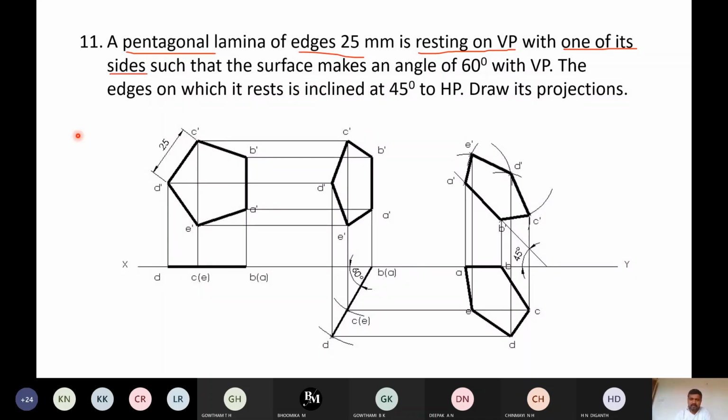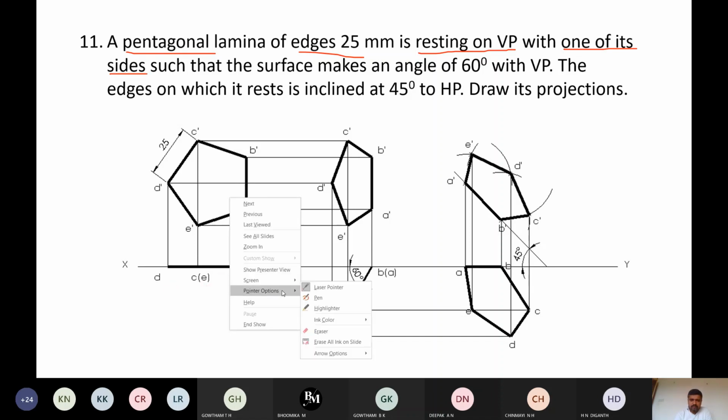That's why, if in the problem it is resting on VP, we should start from front view, not top view like previous problems. In all previous problems we started from top view, but here if it is resting on VP, we should start from front view. First draw a regular pentagonal lamina such that you have a resting side towards the right. Draw the lamina, then project the points and get the top view.